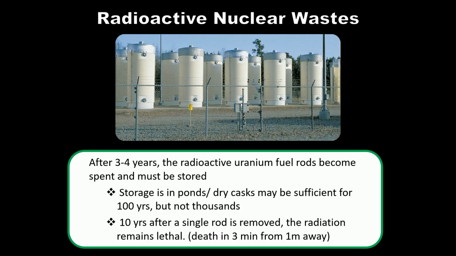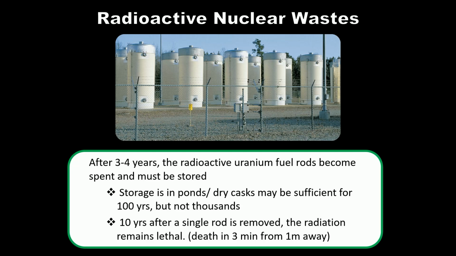Storage in dry casks or ponds, and this is not like a natural ecosystem pond. This is like a concrete man-made structure, which we refer to as a pond. It may be sufficient for about 100 years, but not for 1,000. They're simply not made for long-term storage. They were always meant to be a staging area to be shipped to a longer-term storage facility. These dry casks and concrete ponds, they are on site at the nuclear power plant, so they're just building up waste, more and more waste as they go.